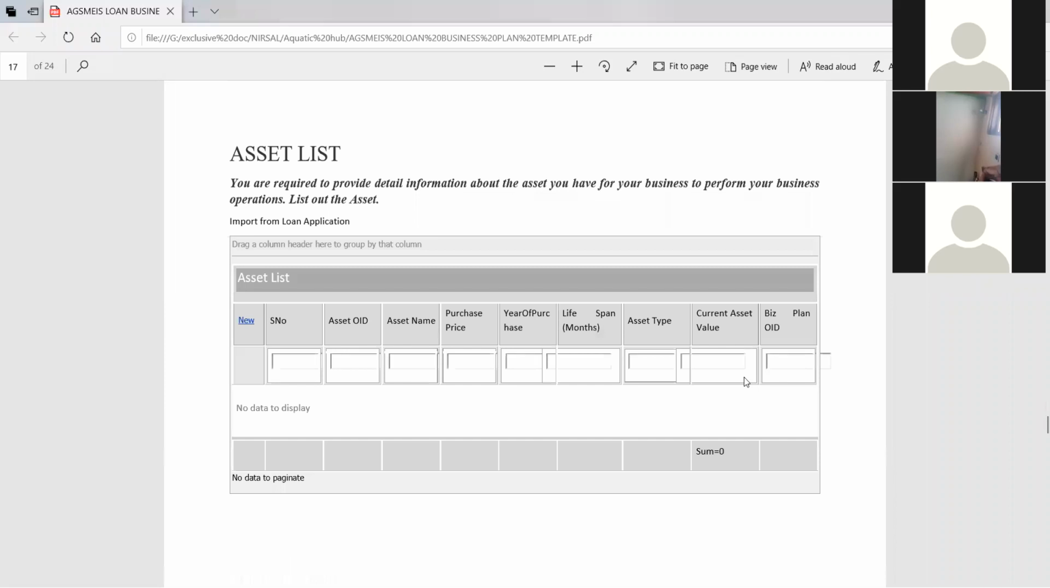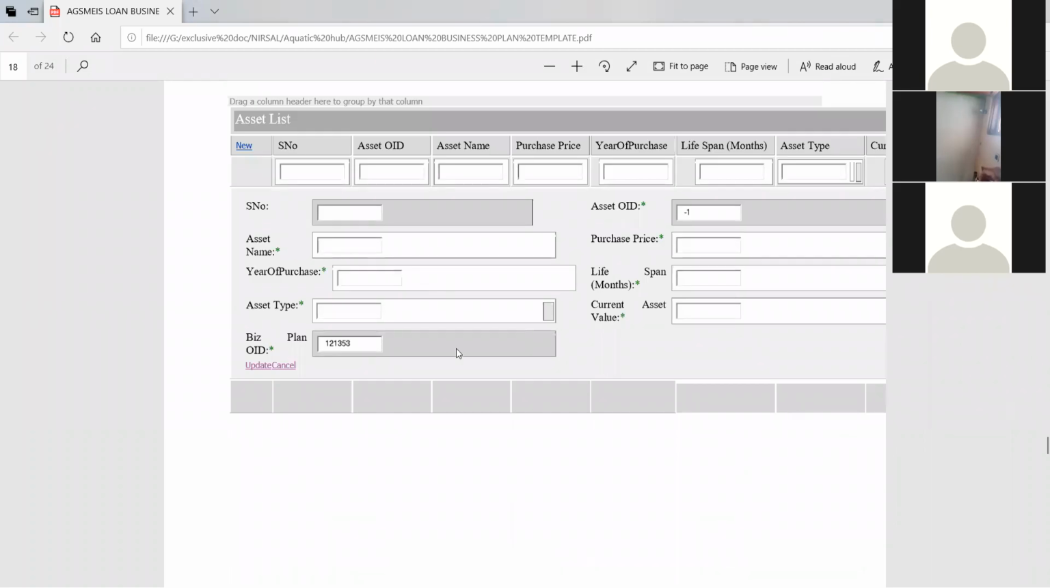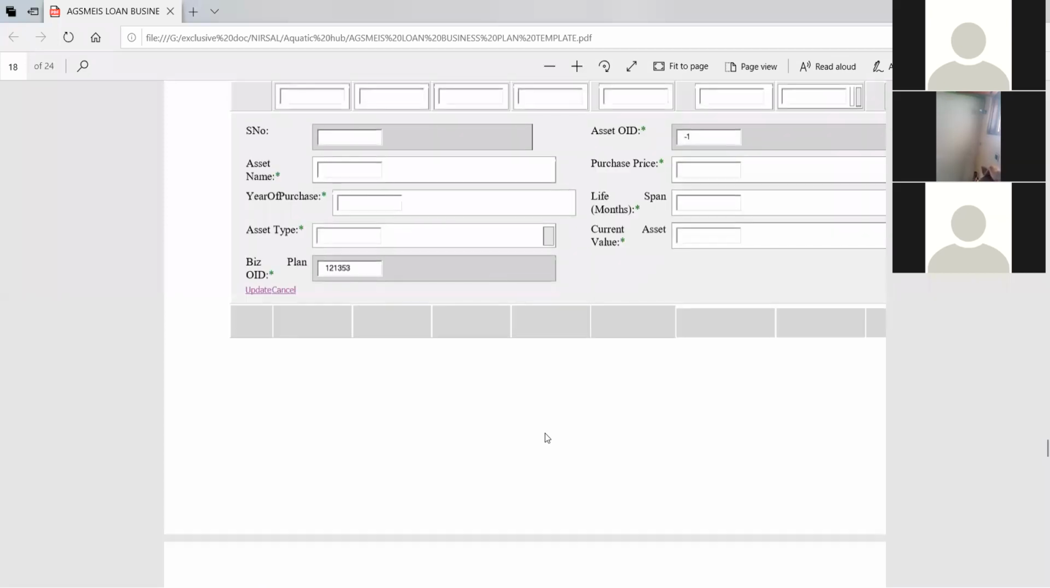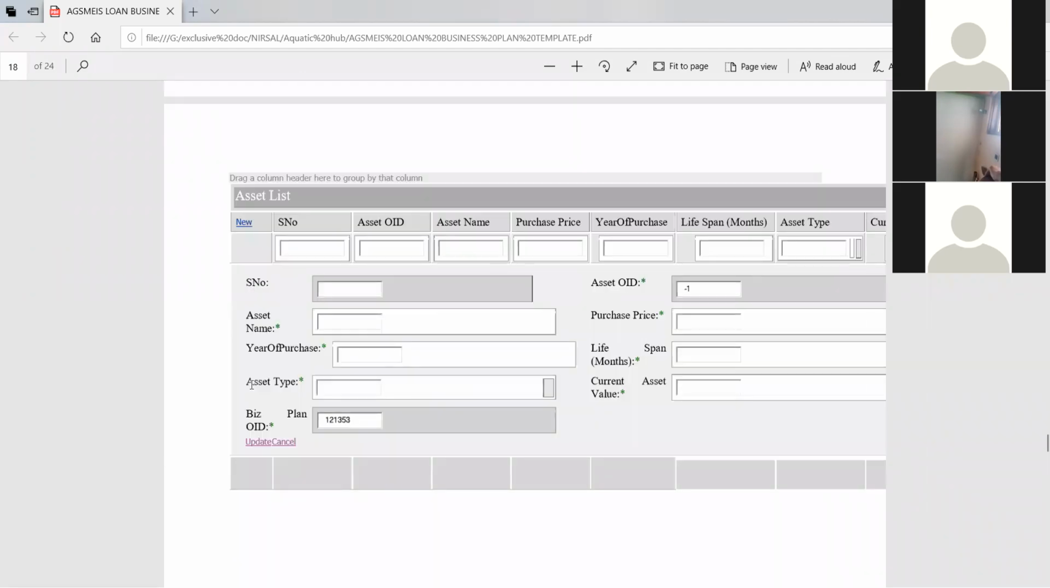Then assets. You are required to provide detailed information about the assets that you have for your business. If you are an existing business, this is going to be used to generate your balance sheet. So you click on new, then list all the assets that you currently have, all the fixed assets: asset name, the year you purchased it, the purchase price, the lifespan of the asset, and the type of asset, is it a current asset or fixed asset? After you have done all the fixed assets, do the same thing for your current assets, like your raw material, the value, you input them. Then your finished goods, the value, you input them. By the time you do this, it will show the current value of your business in terms of assets, both current and fixed. But if you are a startup, you don't need to fill this segment.